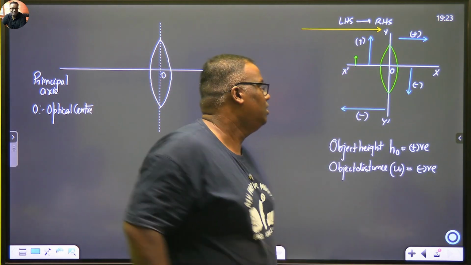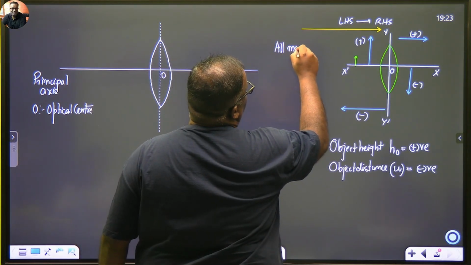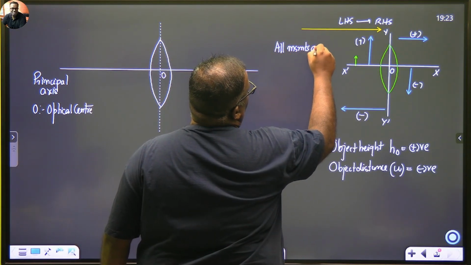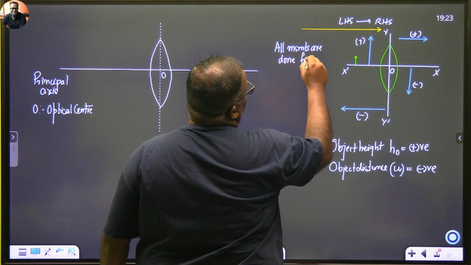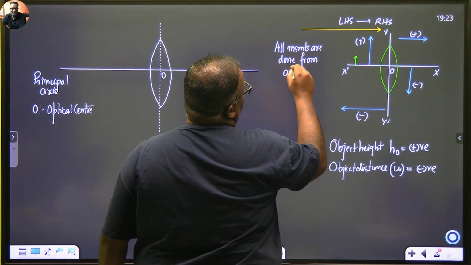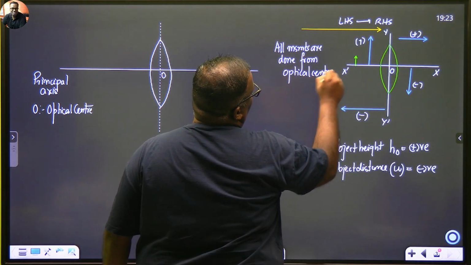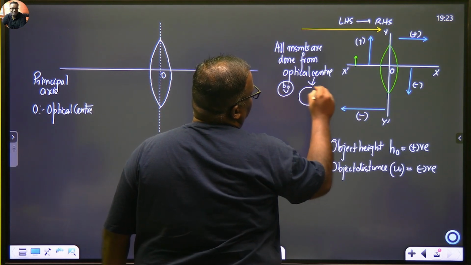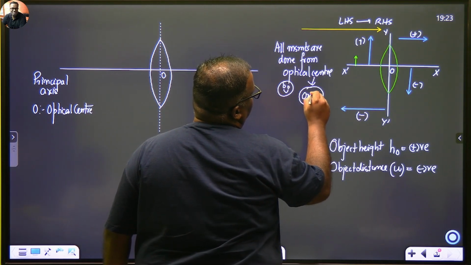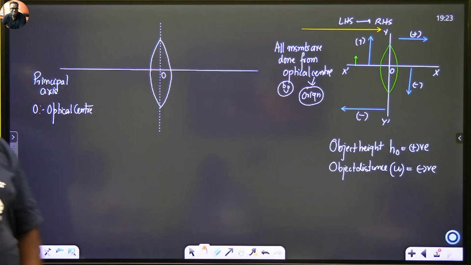I told you, all measurements are done from the optical center. And in your mind, you should think of the optical center as something like the origin. You think of it as the origin. Clear?